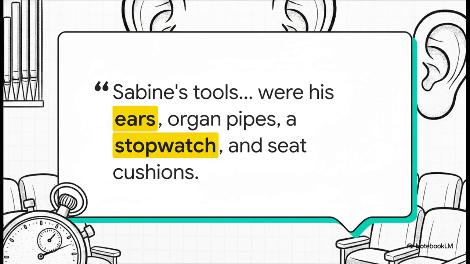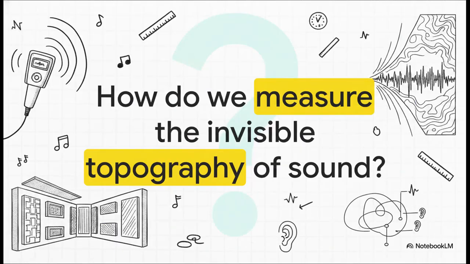He literally used organ pipes to generate sound, his own ears and a stopwatch to measure the reverberation decay, and a bunch of seat cushions he borrowed from a local theater to absorb it. I mean, it was absolutely groundbreaking work at the time, but he was essentially trying to map a complex, multidimensional room completely blindfolded. So that brings us to the core problem we still face today.